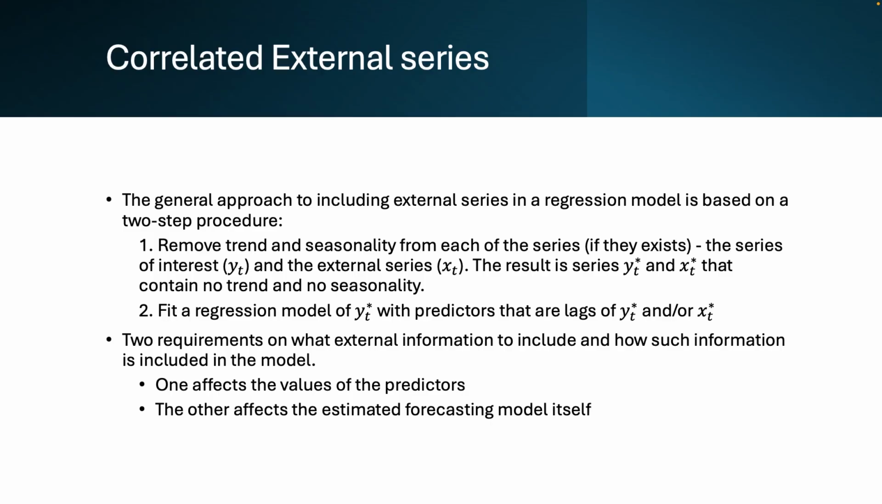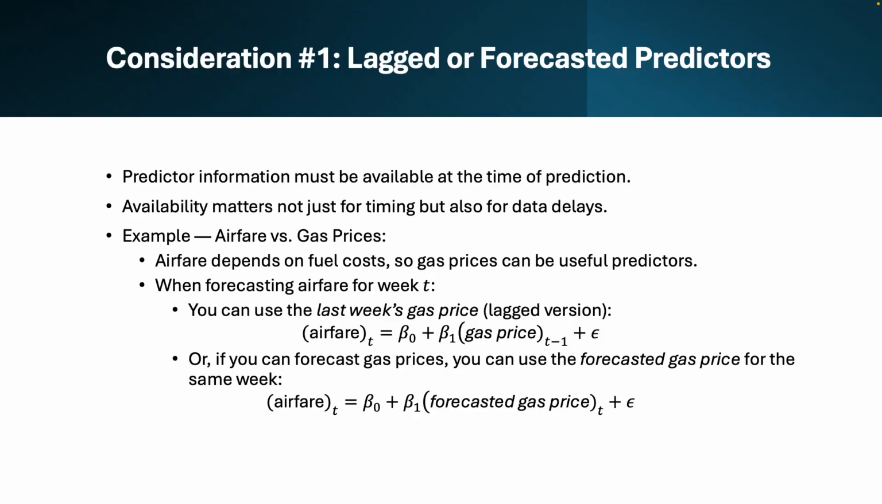And there are two requirements, by the way, on what external information to include and how such information is included in the model. One affects the values of the predictors, and the other affects the estimated forecasting model itself. And we're going to speak about this in detail next. So we have two considerations.